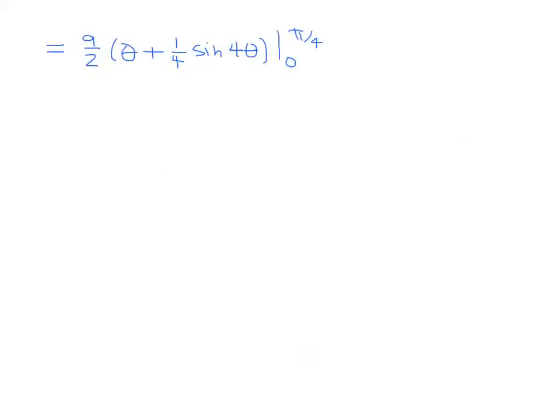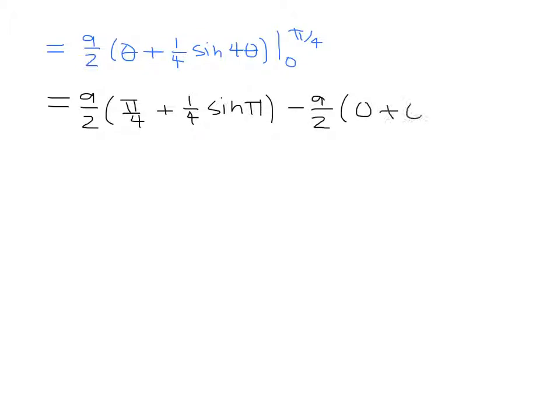So now let's input our values. So inputting pi quarters, we'll have 9 over 2 times pi quarters plus 1/4 sine of pi, minus, I said pi, I wrote theta, whoopsies, sine of pi, minus 9 over 2 times 0 plus 0. So that last term is just 0. So in the end, sine of pi is 0, so we just have 9 pi over 8.